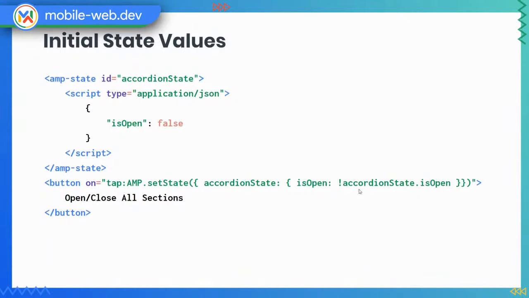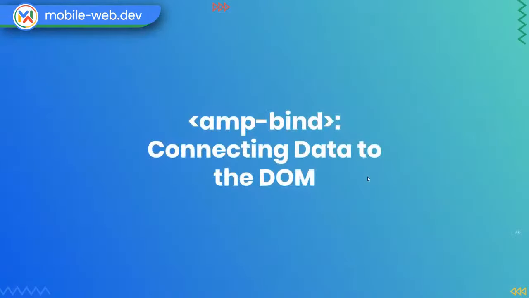dot is open. So what this statement actually means is that it is trying to get this value of is open. If it is true, it will turn false, and if it's false, it will turn true. So this is what is particularly happening over here.